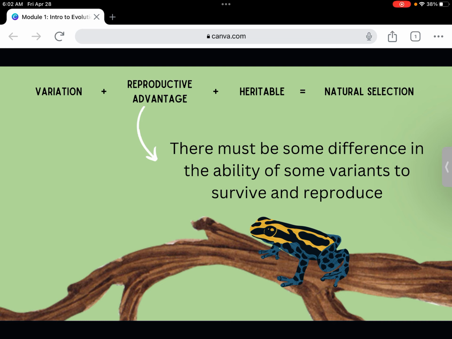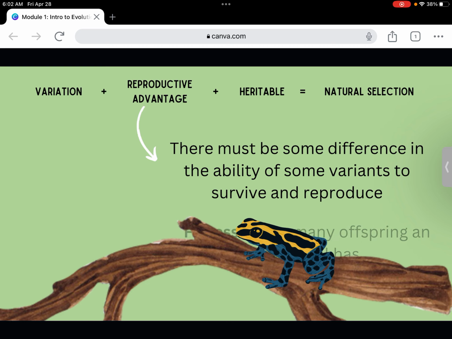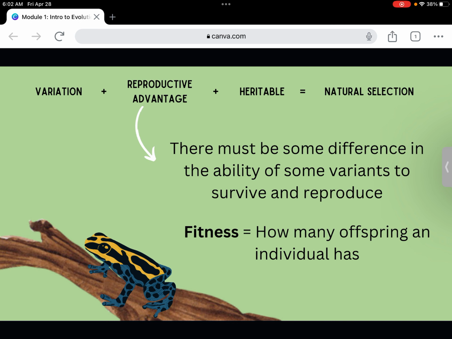With this variation, there must be some difference in the ability for the variants to survive and reproduce. If there is no advantage to being a blue bug or a white bug, then we will not see a change in the population. In this case, the advantage was the birds don't eat you as often, so you're going to survive to reproduce. We describe this as the word fitness, which is just a measure of how many offspring an individual has. More fit individuals have more offspring.